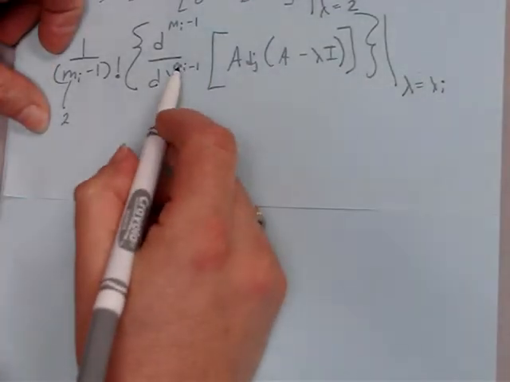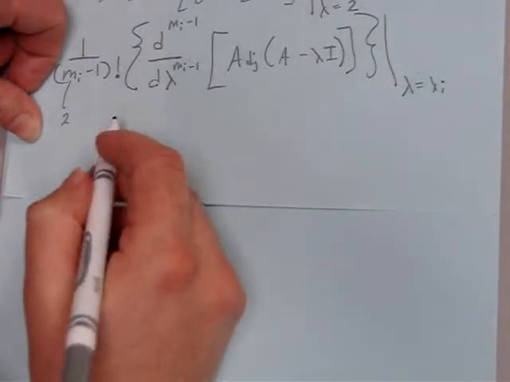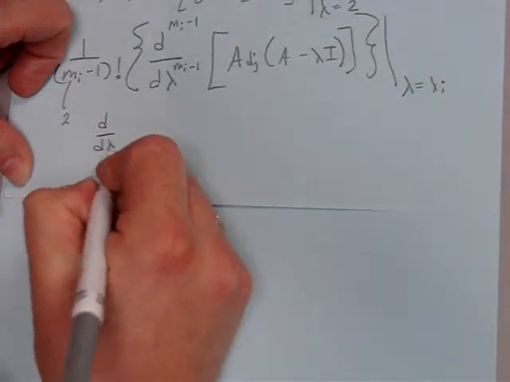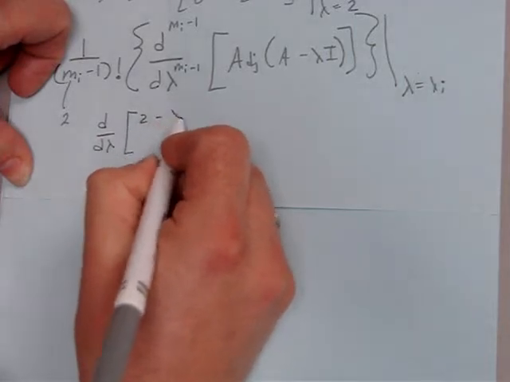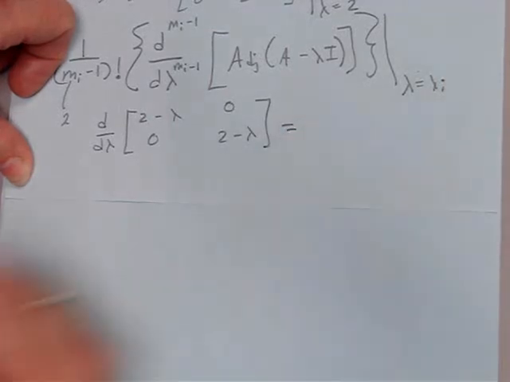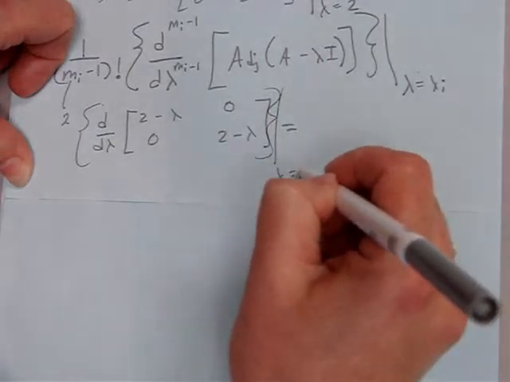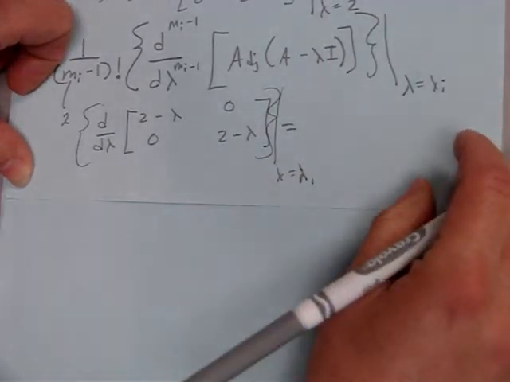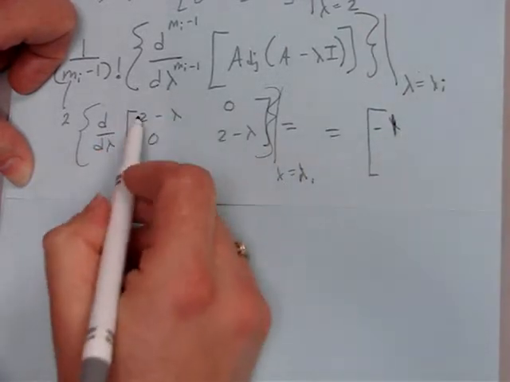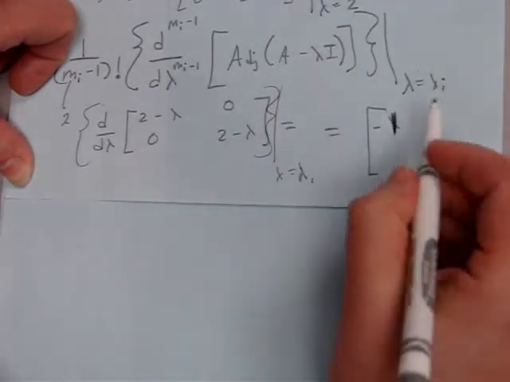For a multiplicity of 2, we're just going to take the first derivative. This factorial is 2 minus 1, so it's just going to be gone, 1 over 1. So what we're looking at is the derivative with respect to lambda of the matrix [2 minus lambda, 0; 0, 2 minus lambda]. We do the derivative first, and then set lambda equal to lambda i. When we take the derivative, the derivative of 2 minus lambda with respect to lambda is just negative 1, because the derivative of 2 goes to 0.